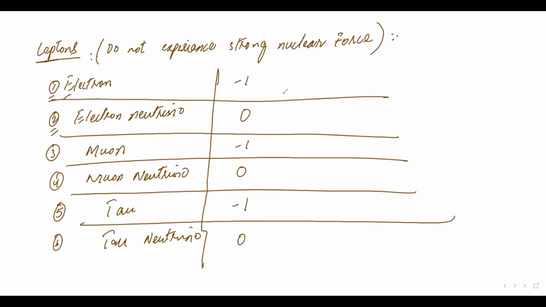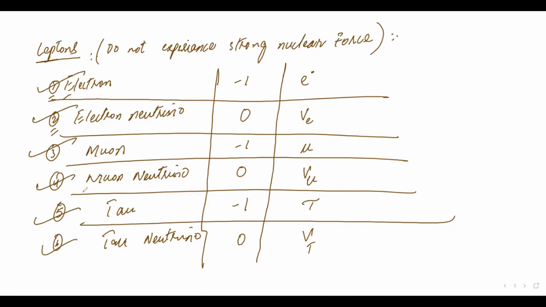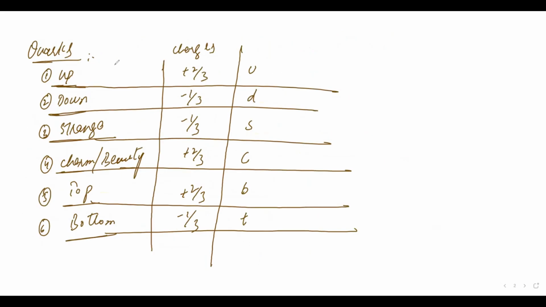Talking about their symbols, how are you going to represent them? Remember that the electron can be represented by e minus. Electron neutrino can be represented by ν_e. Muon is represented by mu. Muon neutrino is represented by ν_mu. Tau is represented by a stylish tau, and then ν_tau. So that is how we talk about their symbols. Is that clear? Remember that these are the 6 leptons. At the same time, we have 6 quarks as well.